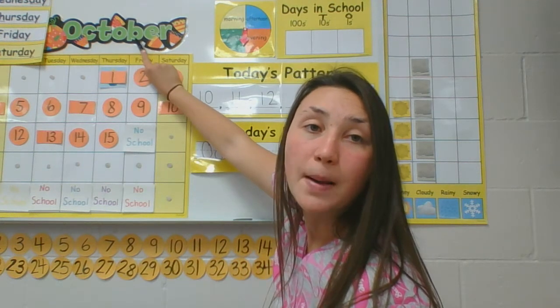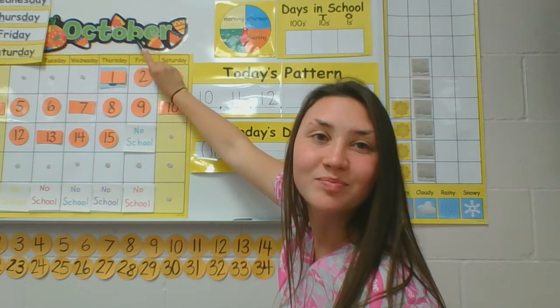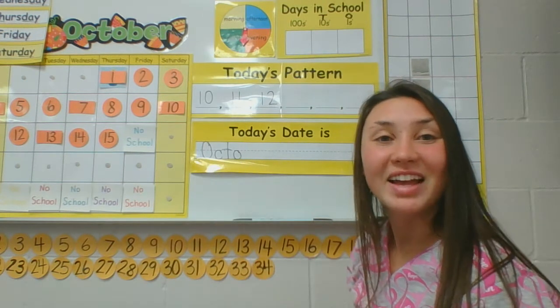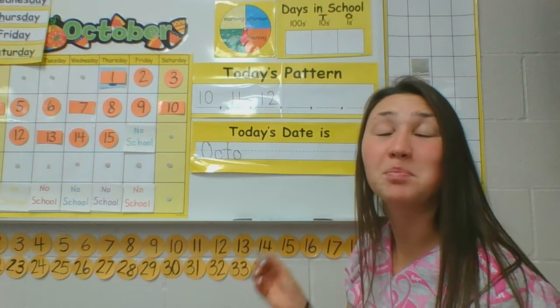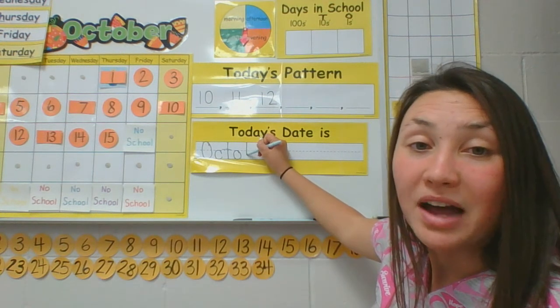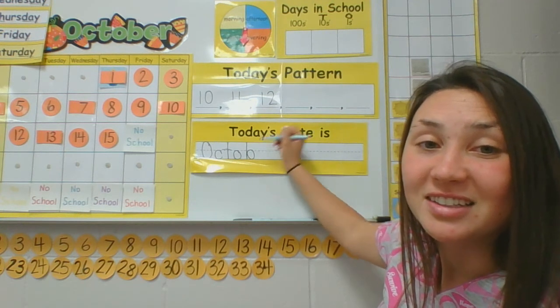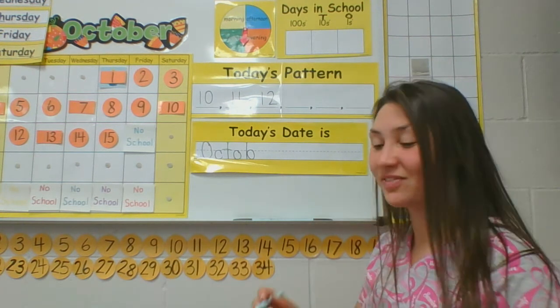October. What letter makes the b sound? Yeah, a B. And to make a B, remember, we can go from top to bottom and then give it a belly to the right. Just like that. Very good.